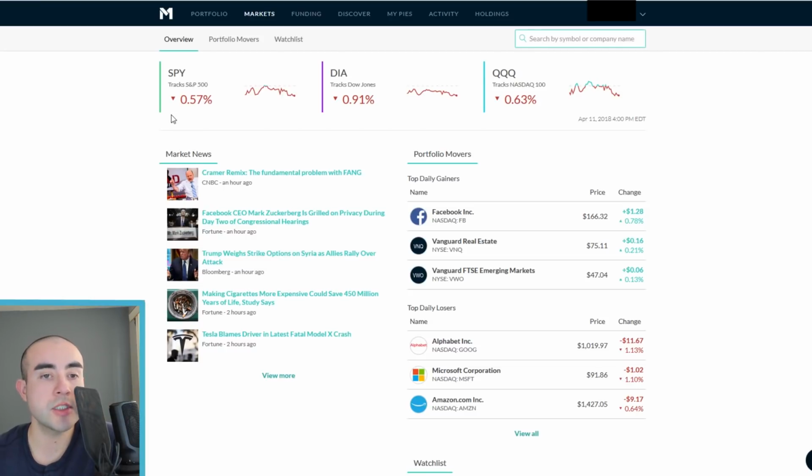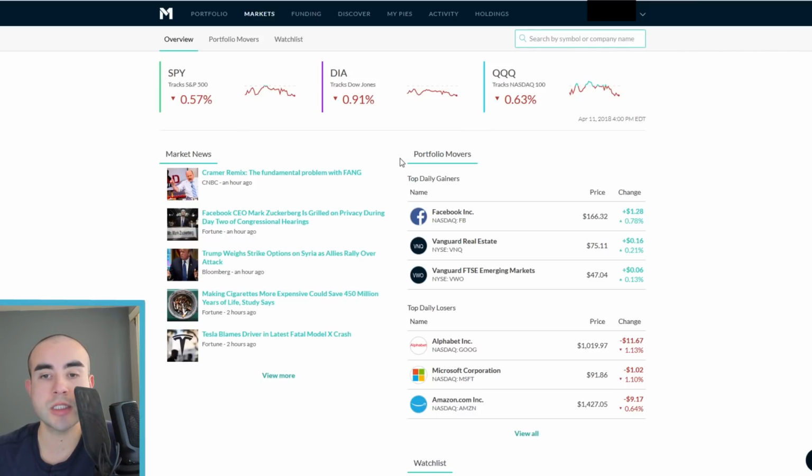Also on the top here, you'll see that it does show you how the 3 major stock market indexes performed today. So it will show you how the S&P 500 performed, how the Dow Jones performed, and how the NASDAQ 100 performed as well. And those are the 3 major stock market indexes that give you a brief idea of how the stock market performed on any particular day.